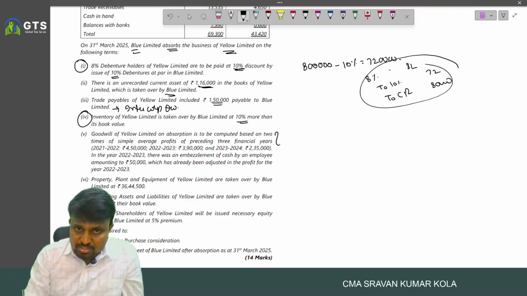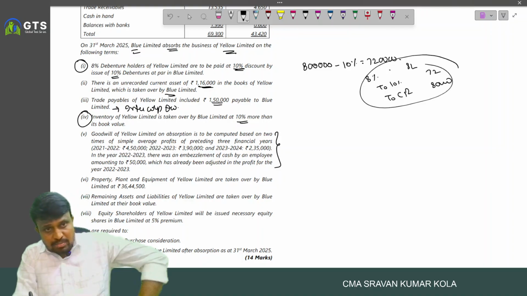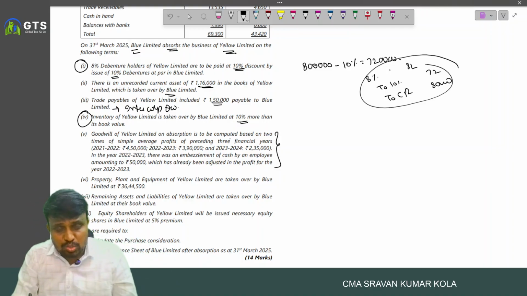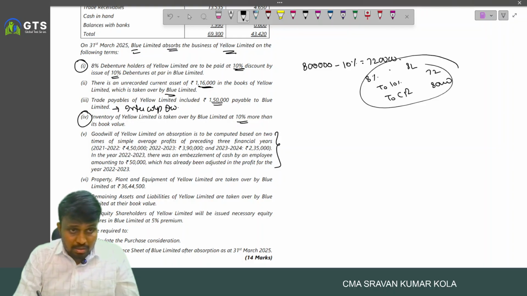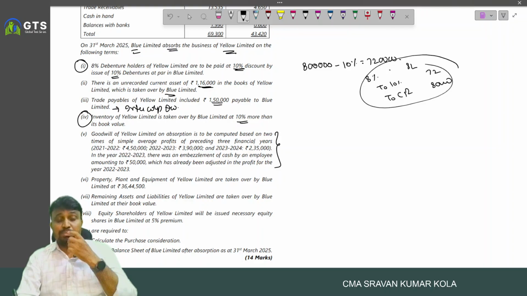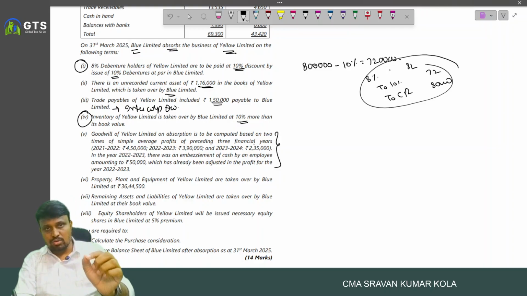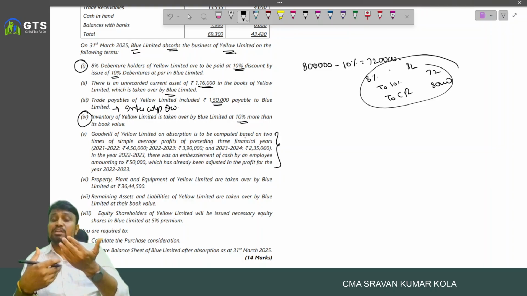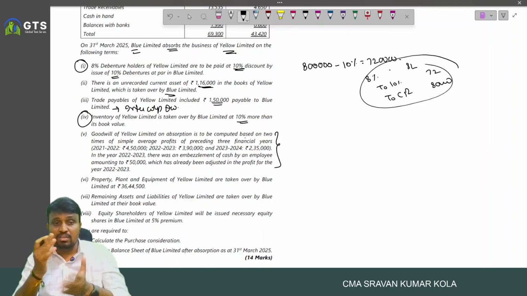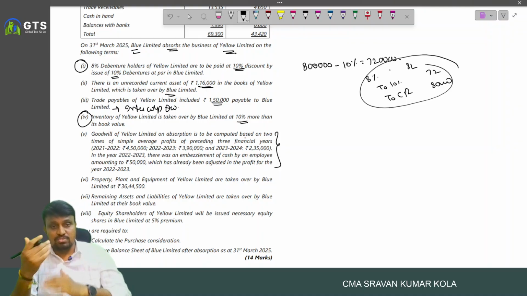Goodwill, and this is important. Goodwill of Yellow Limited on absorption is to be computed based on 2 times the simple average profits of the preceding 3 financial years: 2021-22, 22-23, 23-24. In 22-23 there was an embezzlement of cash. But remember, while calculating the goodwill, we have to consider normal profits only. Any abnormal profits or abnormal losses are not required to be considered. But if already adjusted, they are required to be reversed.